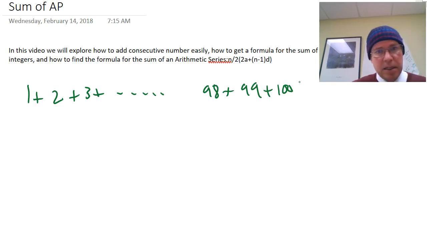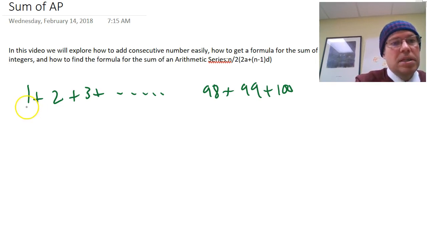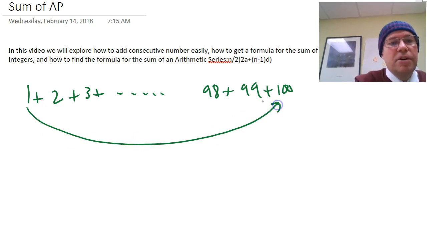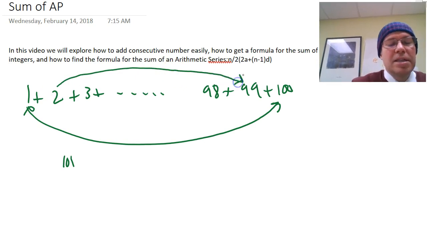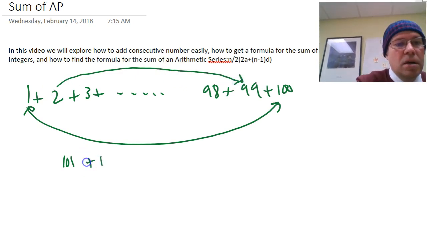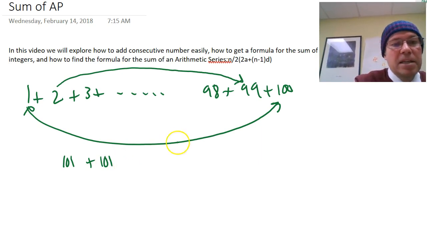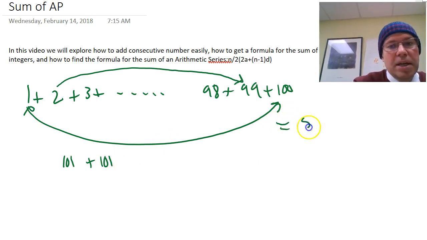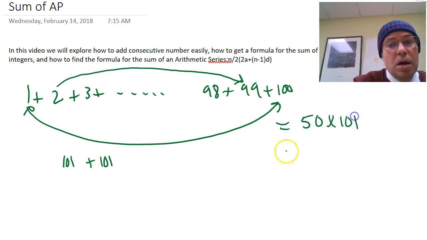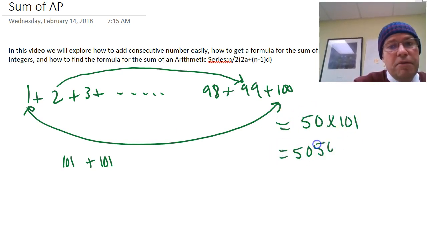He was expecting them to add them consecutively. What Gauss did is he realized if he added the first and the last number, he got 101. If he added the second number and the penultimate, second to last number, he got 101. And as he had 100 numbers, he realized he had 50 pairs of 101. So this sum was actually 50 times 101, which is 5050.